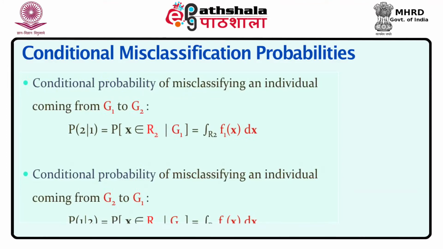This is integrated over the region R2, this x falling in R2. Similarly, the conditional probability of misclassifying an individual coming from G2 to G1 is given by P(1|2), which is the probability of x belonging to R1 given the fact that the individual comes from group 2, and this is the integral of f2(x) dx over the region R1. So these are the two conditional probabilities of misclassification.